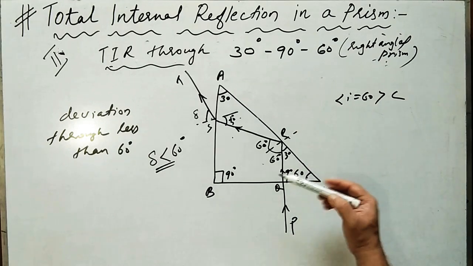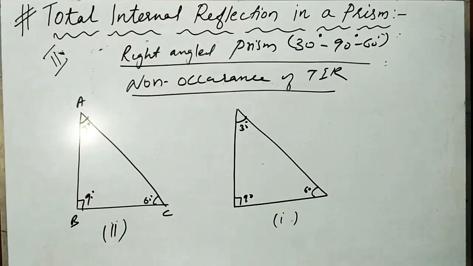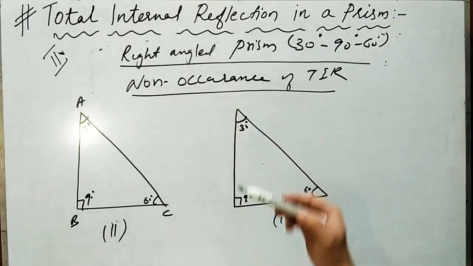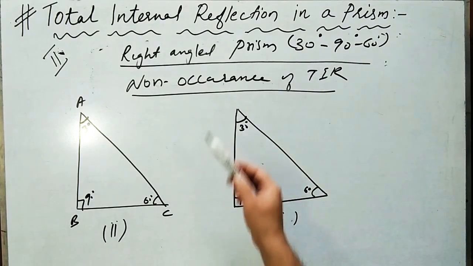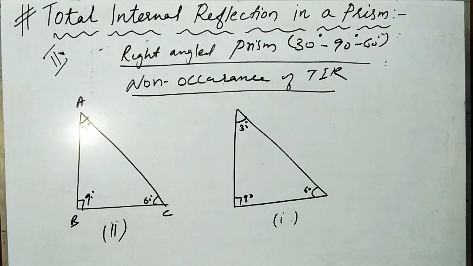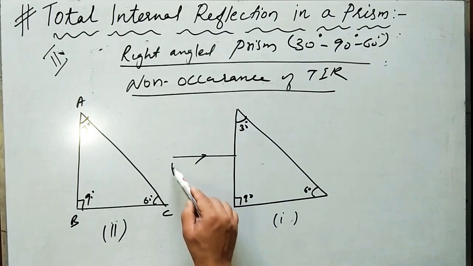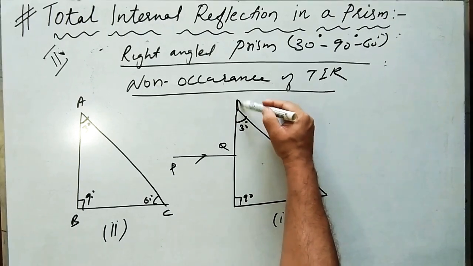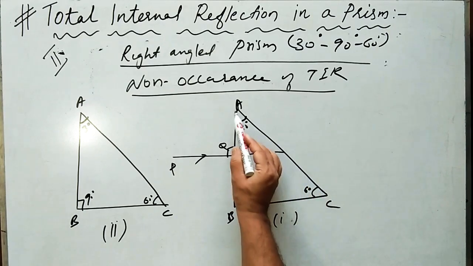Alright, so this diagram is very important. Now let's consider a special case of a right angled prism in which there is no TIR taking place, non-occurrence of TIR. Let us check out how there is no TIR taking place. For example, case number 1, a ray of light PQ is incident on the surface AB normally, so for normal incidence it passes undeviated and strikes the surface AC.